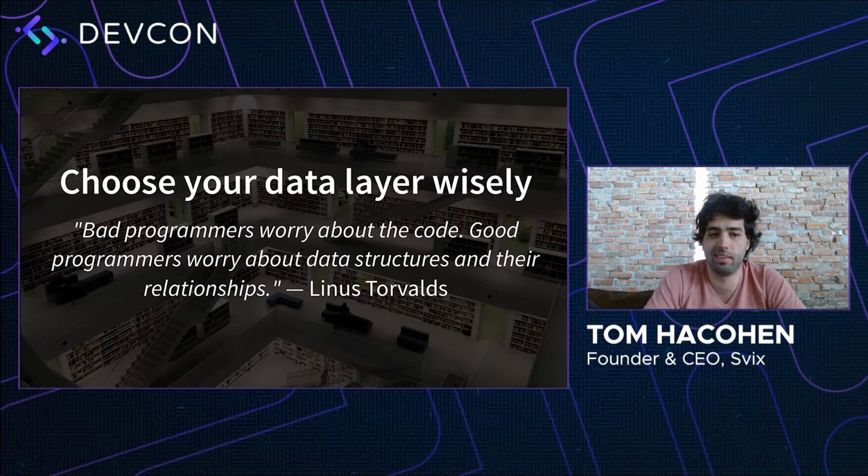To quote Linus, bad programmers worry about code. Good programmers worry about data structures and their relationships. So the quote is a bit out of context, but I think it works well here. Because what I'm trying to say is that you should choose your data layer wisely. You should store your data in the way that makes sense to you, in a database that works for your use case.